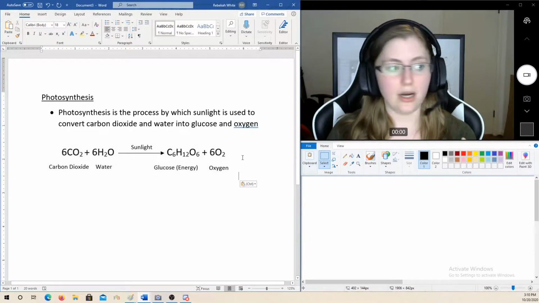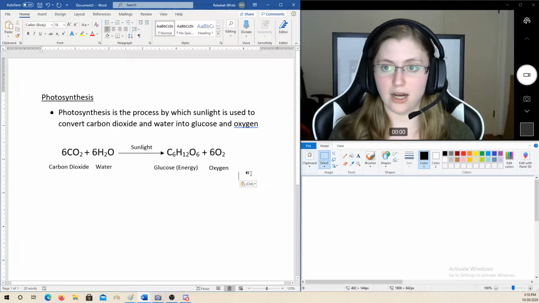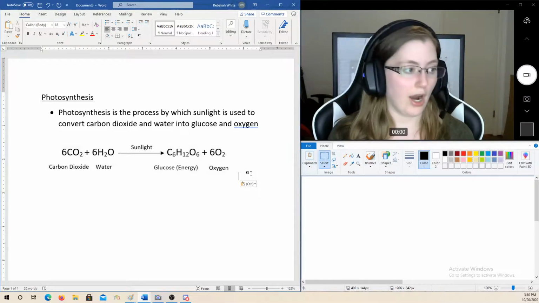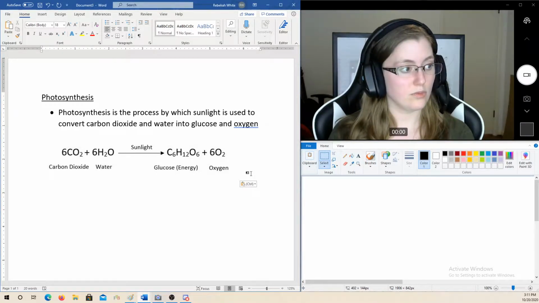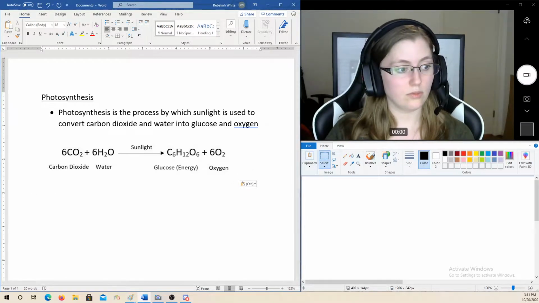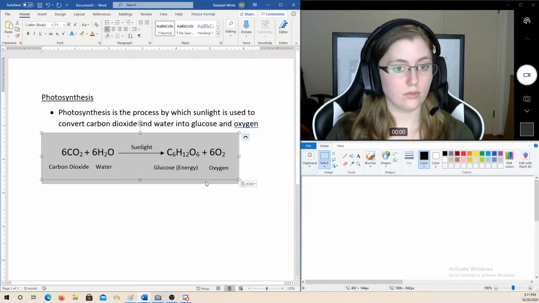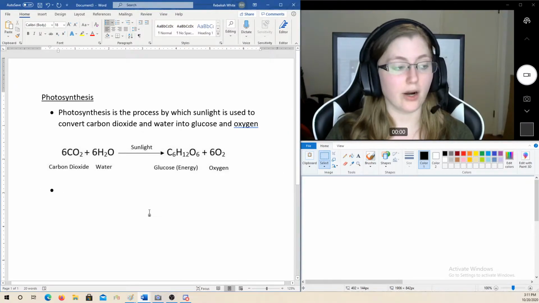So let's talk about these little quirks about this reaction. So first, why is sunlight not considered a product or a reactant? Any thoughts on that? Because it's definitely an essential part of the reaction.